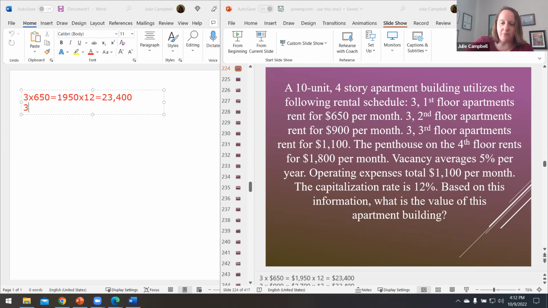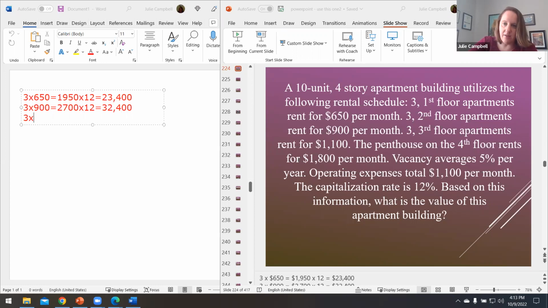So then we have 3 that rent for $900. So there's $2,700 per month, times 12 months gives us $32,400.